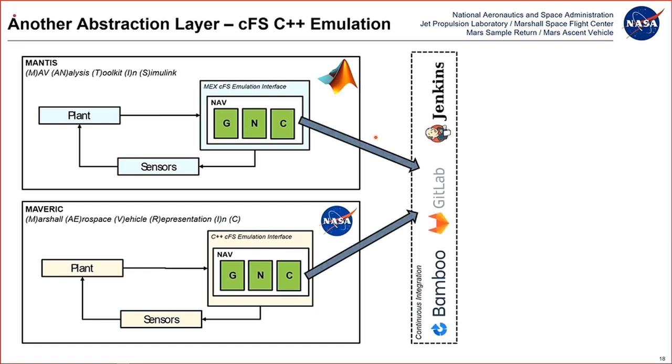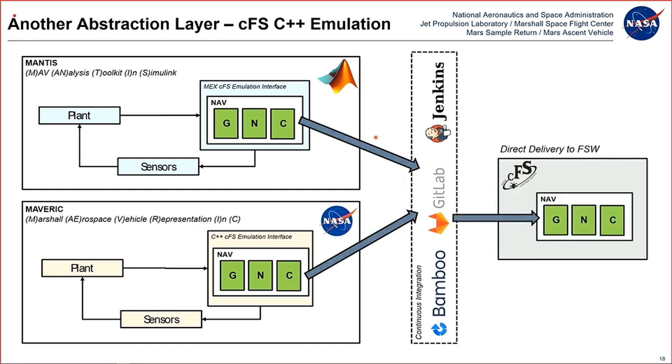And with that one consistent app, we can then pass that app through CI/CD pipelines to run unit tests for GNC. And then after that, it's direct delivery into flight software. So that nav app itself can then just be plug and play directly into flight software architecture. No need to develop another interface for the GNC code.